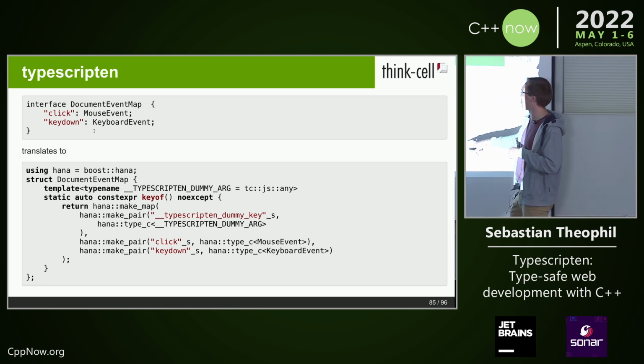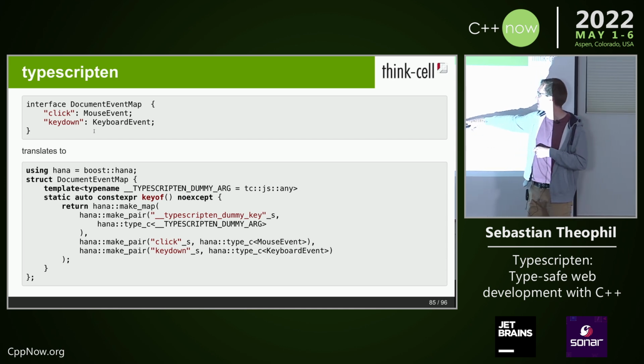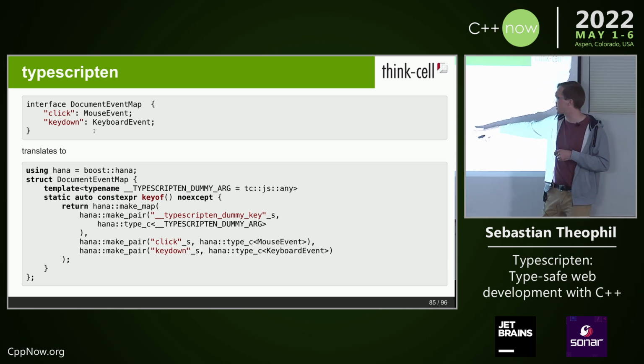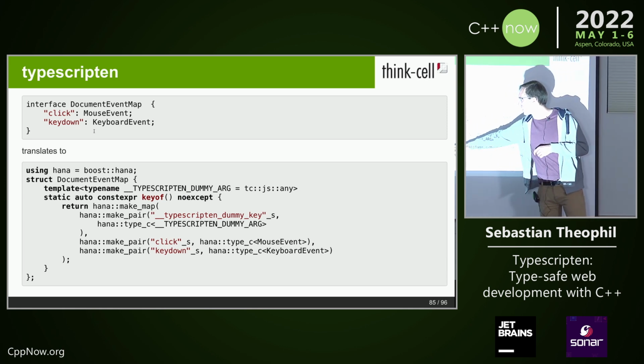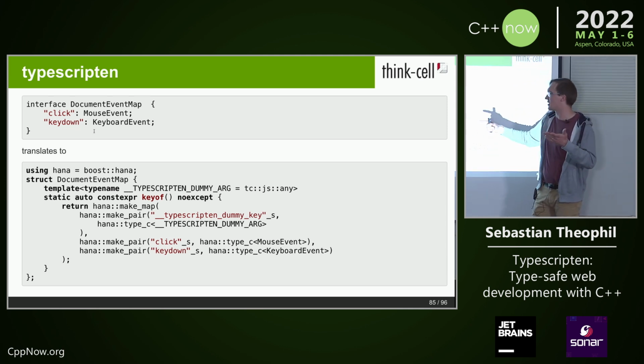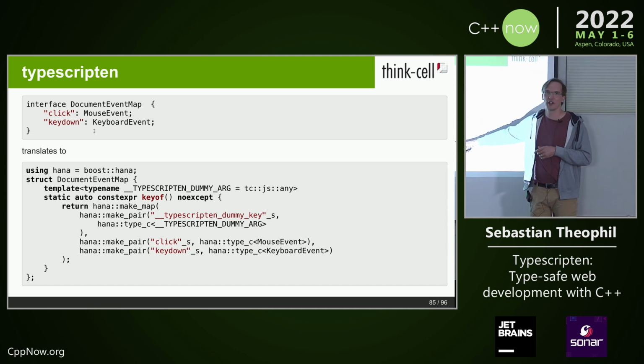So I have a document event map, and that has a constexpr function that returns all the keys, which is a Boost HANA map. So it's a constexpr map, which says, well, I have a click string and I have a key down string. These are valid property names. These are valid event names. And these are associated with the correct event for my event callback. OK.